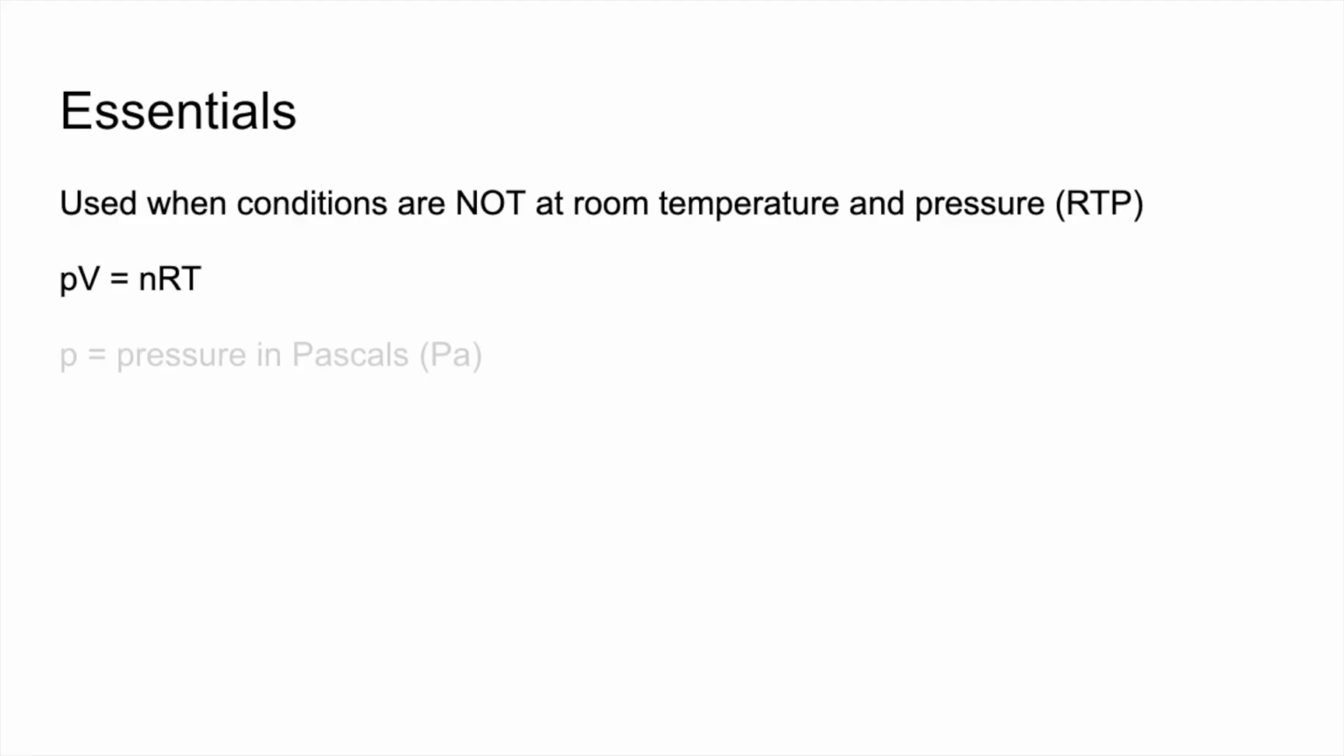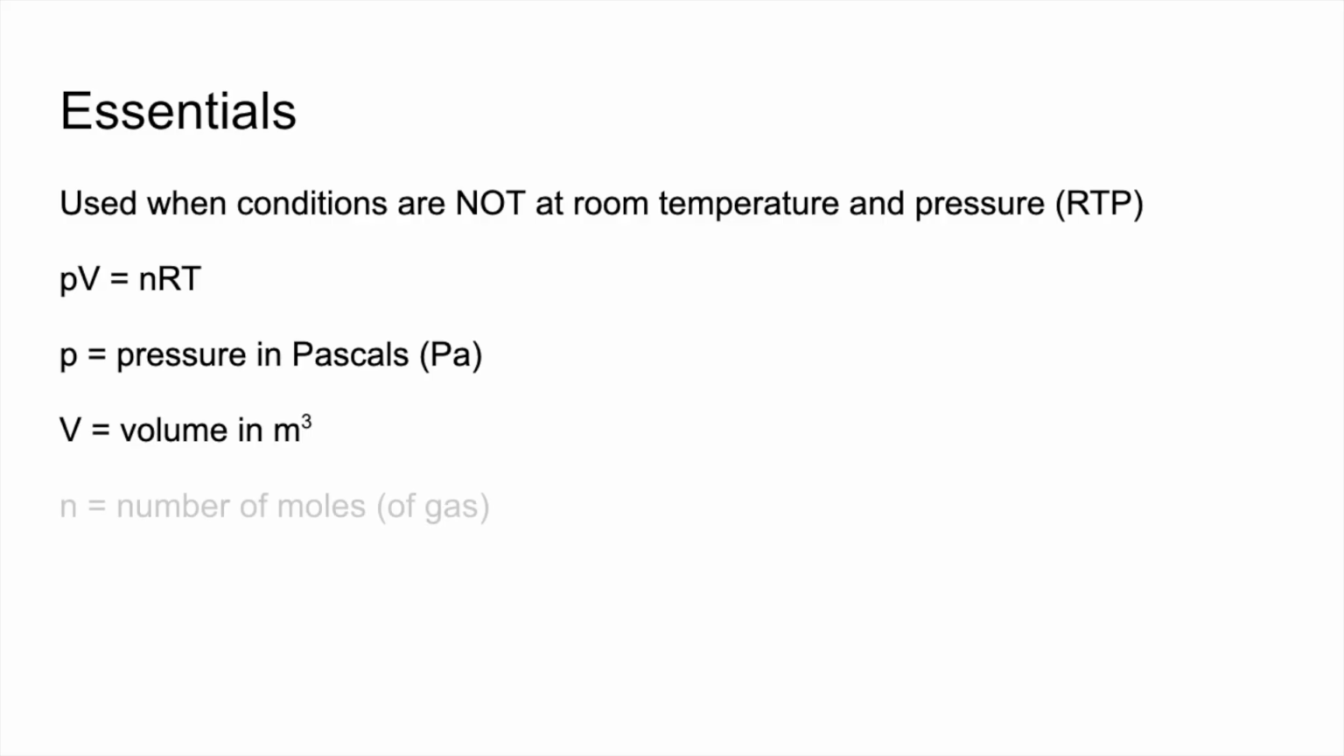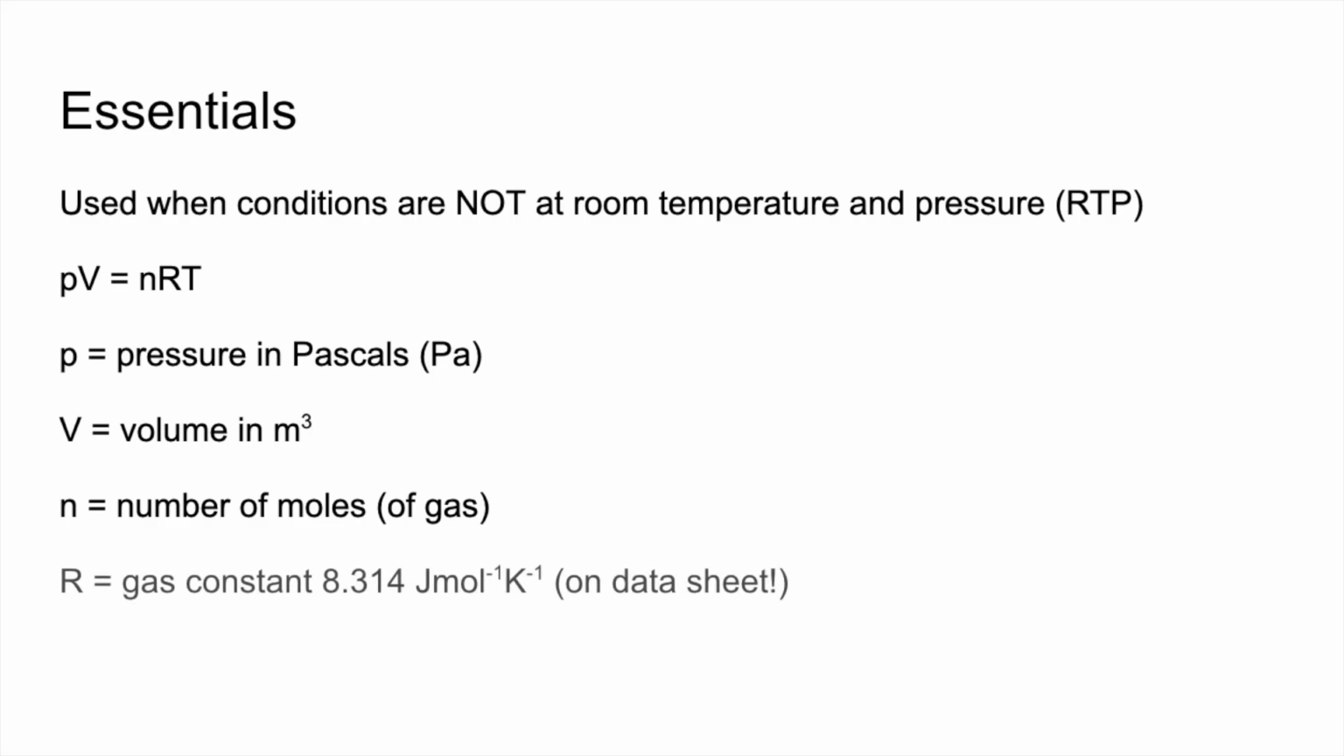So we'll go through all the terms. The P stands for pressure in pascals, or Pa for short. The V stands for volume, and that's in meters cubed. I'm going to go through the conversions in a moment. n is the number of moles of gas. R is the gas constant, which has a value of 8.314 joules per mole per Kelvin, and that's on the data sheet, so you don't have to remember that value. And T is the temperature in Kelvin.